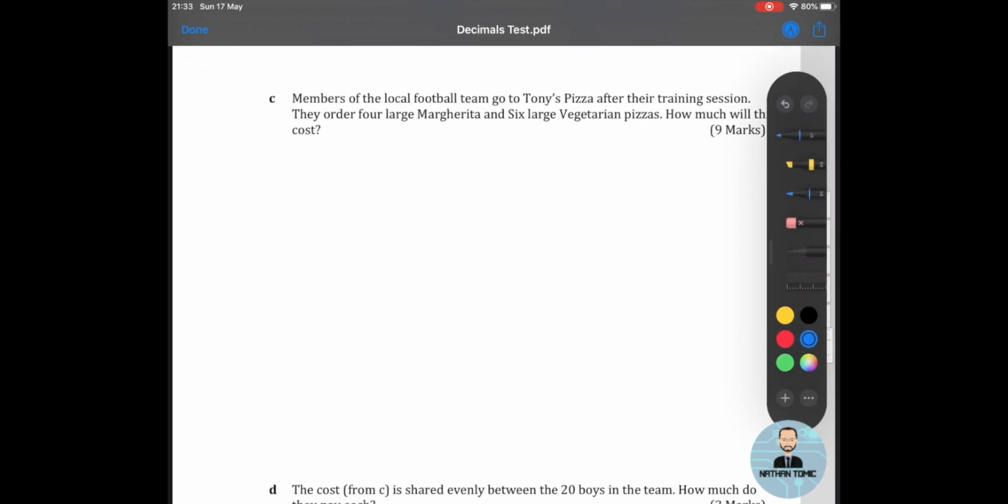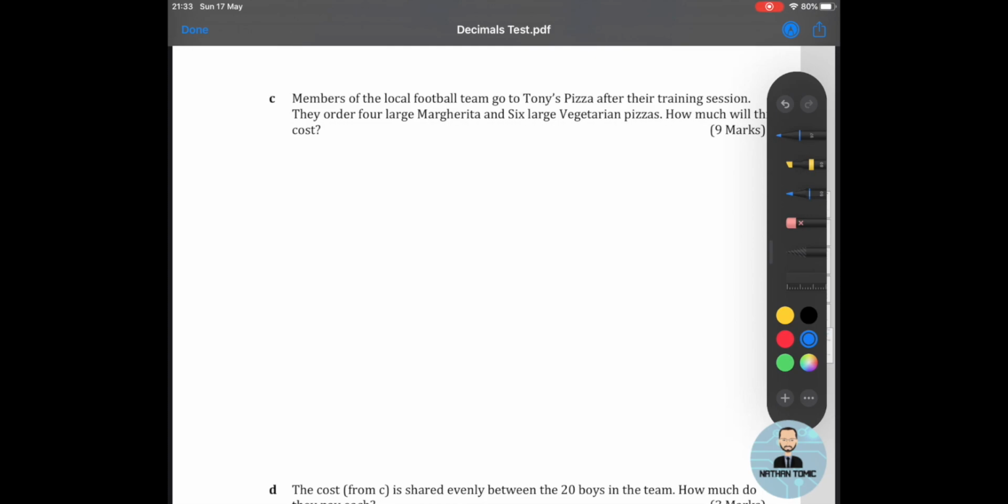Okay, part C is another one where we need to refer back to Tony's. I won't bring that back up on the screen necessarily, but it basically says a footy team comes in and they order 4 large margaritas, 6 large vegetarian pizzas. How much will this cost? So there's a few steps to this one.